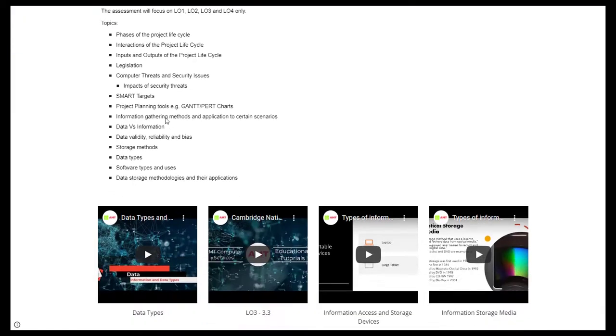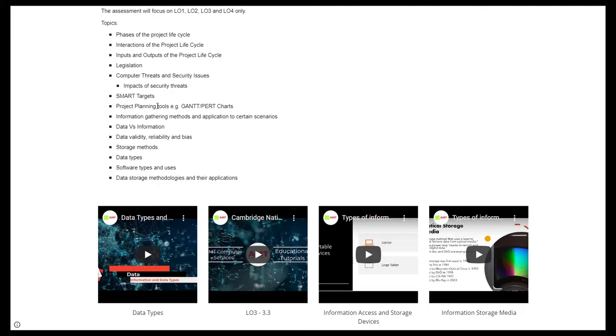You need to be able to talk about SMART targets, and what SMART stands for: specific, measurable, achievable, realistic and time, and how those targets lead to better outcomes. You need to be able to understand the components of a Gantt chart and a PERT chart, and why you might use a Gantt chart over a PERT chart or a PERT chart over a Gantt chart when you're planning a project.